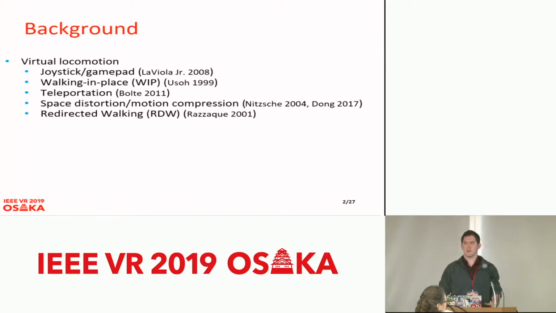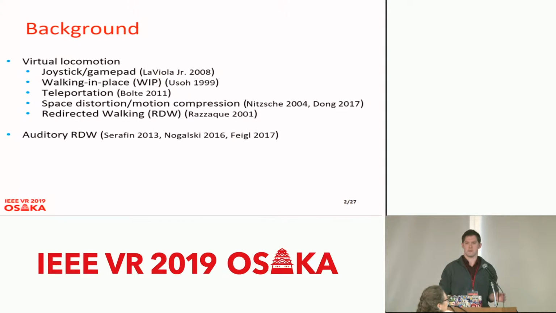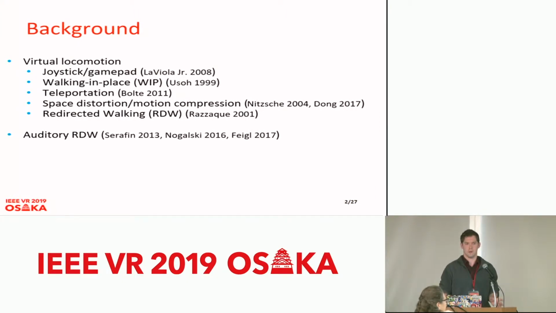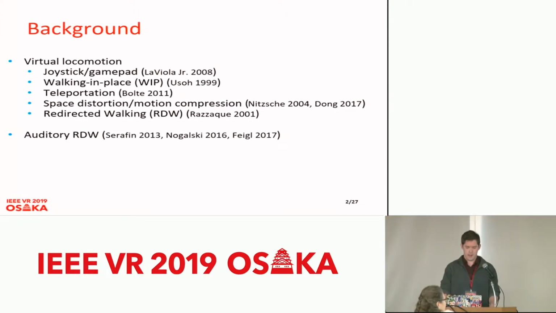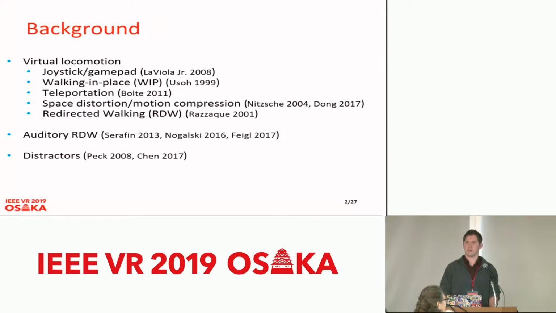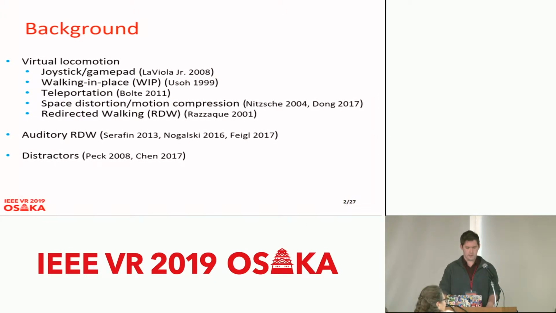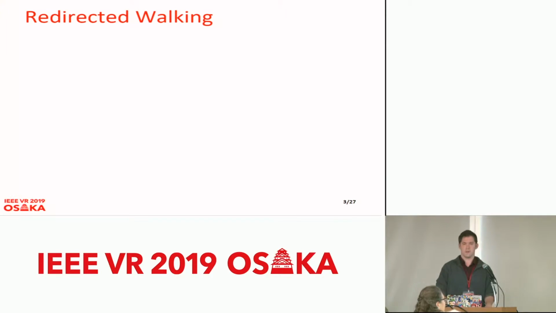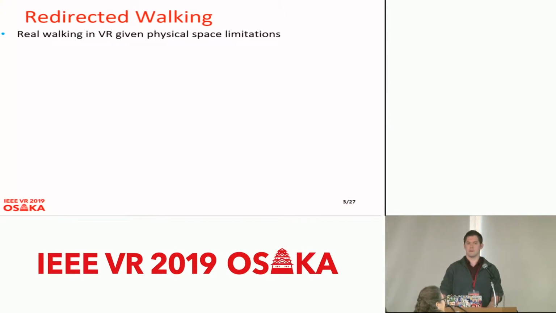So, there are many virtual locomotion interfaces. There's gamepad movement, walking in place, teleportation, there's motion compression, and what we are focusing on is redirected walking. We zoom in on a very specific topic of redirected walking, which is unfortunately a pretty small field, which is auditory redirected walking. And we also employ the use of distractors as proposed by Tabitha Peck, and I will explain more in a bit. So as with any other redirected walking paper, our goal is to achieve real walking in VR with limited physical space.